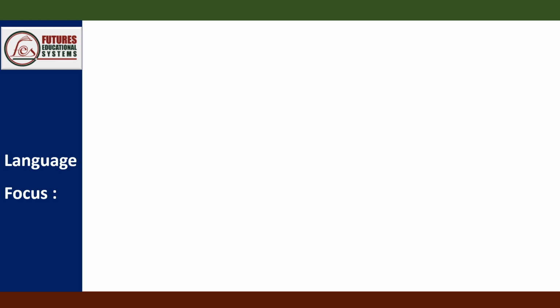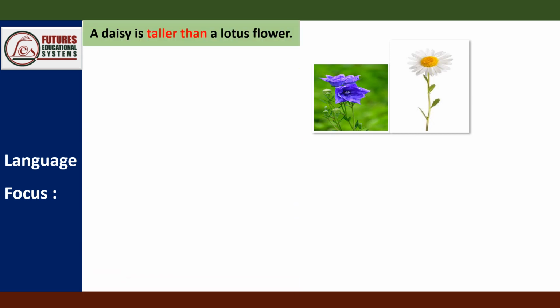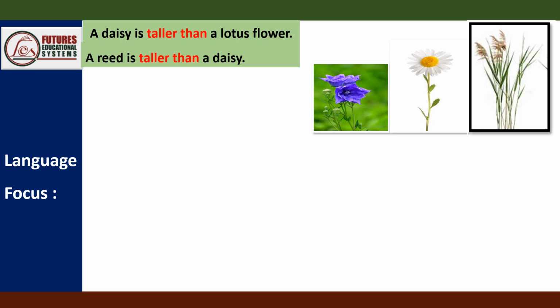So our language focus today is about the comparison of some flowers. Let's look at the pictures. A daisy is taller than a lotus flower. If we look at the two pictures, we can notice that the daisy is taller. So how did we form the comparative form? We added er to the adjective tall and we followed it by the word than. If we add another flower, which is the reed flower, we can find that the reed is taller than a daisy. So again, we're comparing the reed to the daisy.